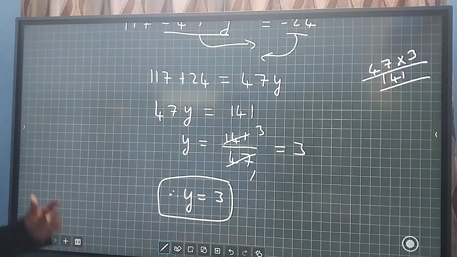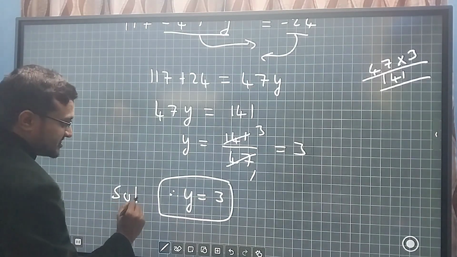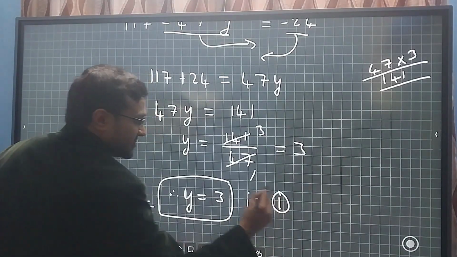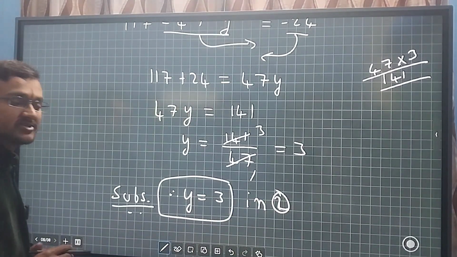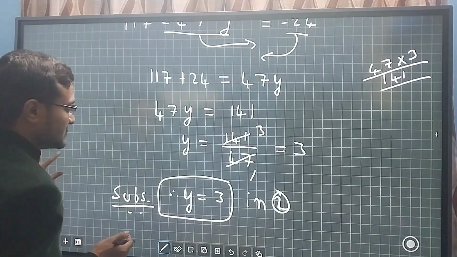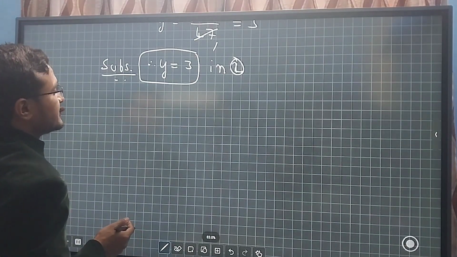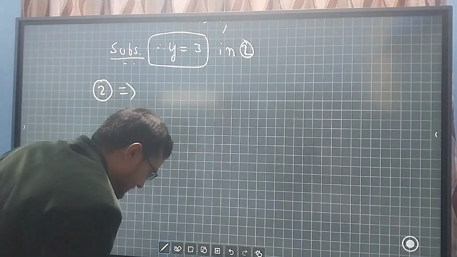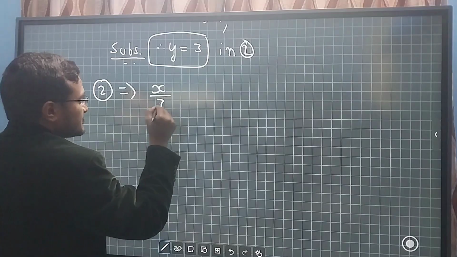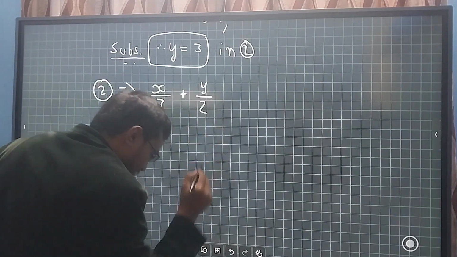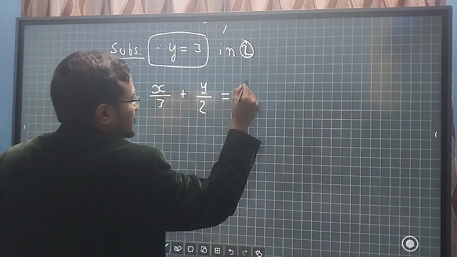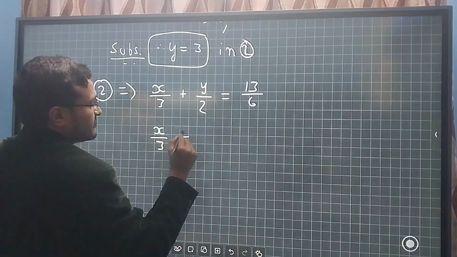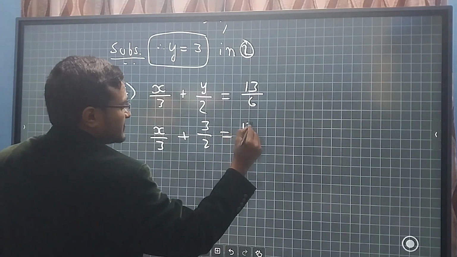So now this value you can substitute in equation 2. So substitute this y is equal to 3 in equation 2. I'll not take equation 1, I'll take equation 2, because equation 2 is much simpler. What is equation 2? In equation 2 we have x by 3 plus y by 2 is equal to 13 by 6. Y you can substitute as 3. So x by 3 plus 3 by 2 is equal to 13 by 6.